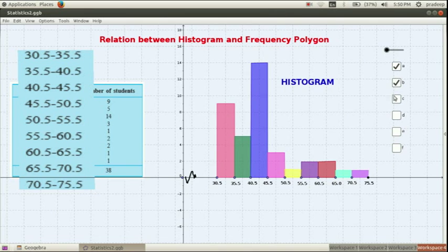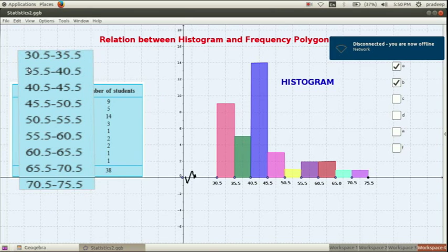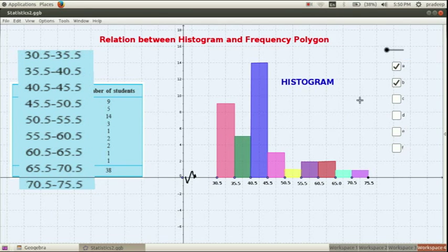The frequency of the first class is 9. Therefore, the bar should be of height 9. In the same way, the frequency of the second class is 5. Therefore, the height of the second rectangle above the second interval is 5. After constructing this histogram, let us try to find out the relation with the frequency polygon.